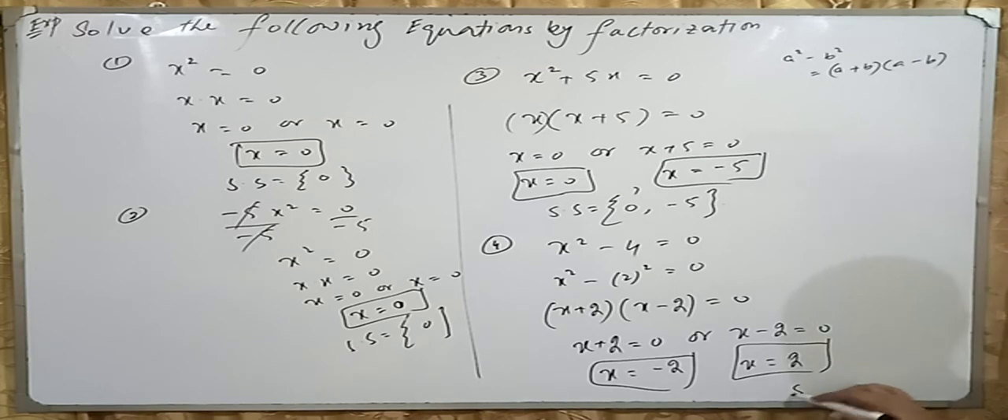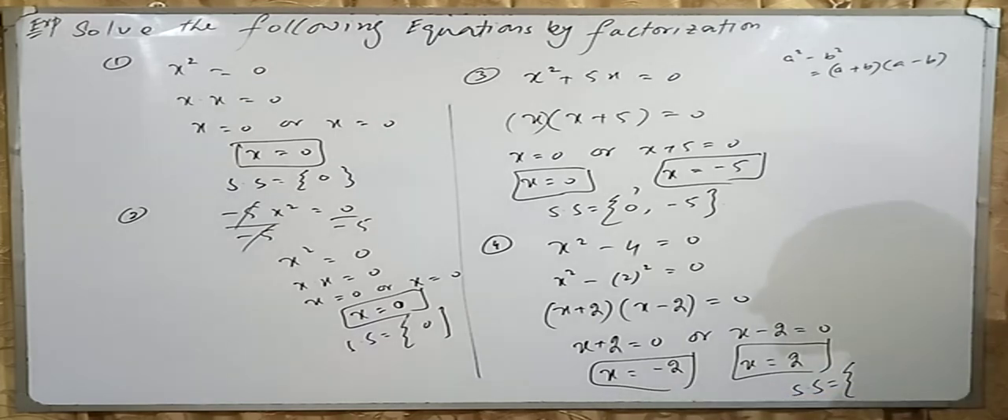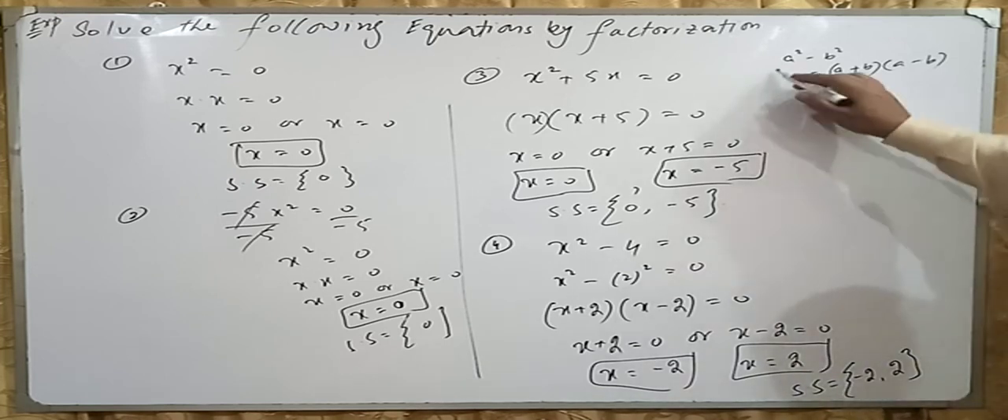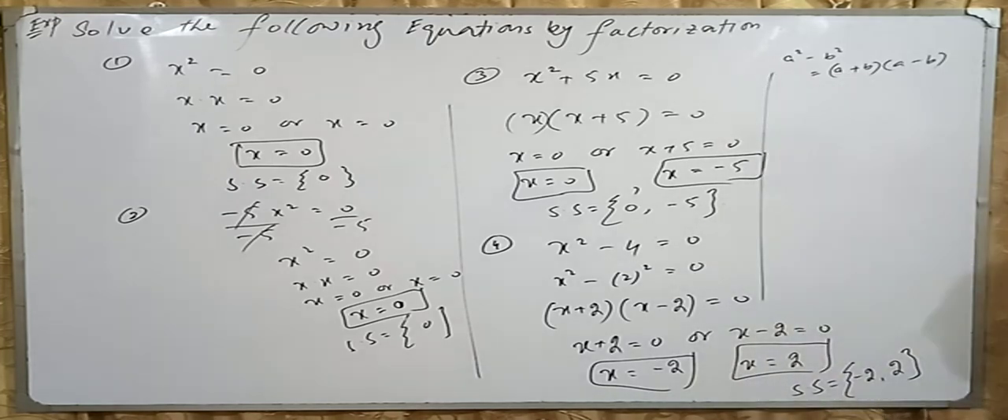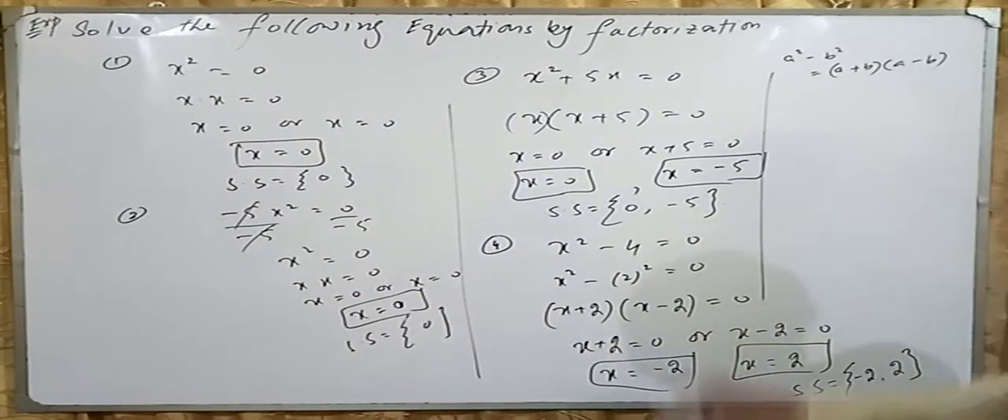Now if you see, what is the solution set? S.S means solution set. What will the solution set be? Minus 2 and plus 2. This will be the solution set. So in this way you can find the solution set of the quadratic equation if we have a single term or if we have the double term.